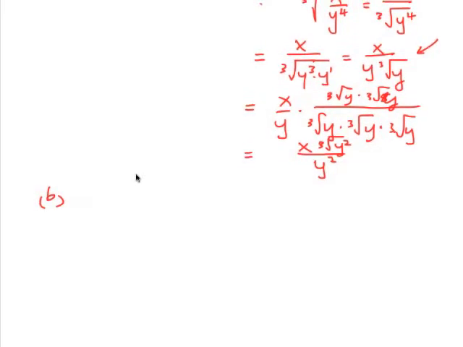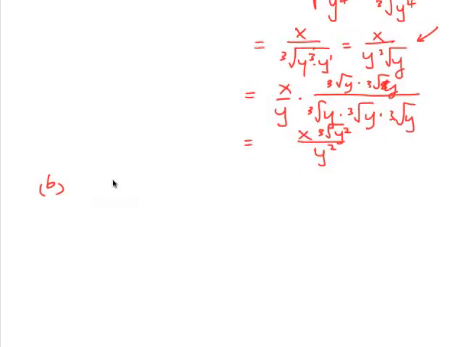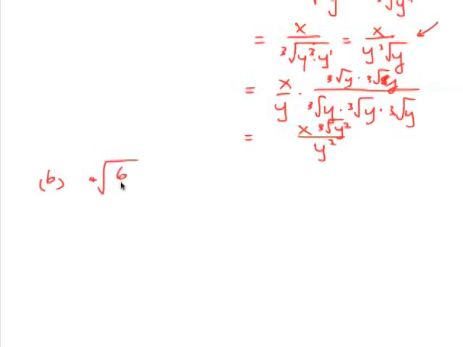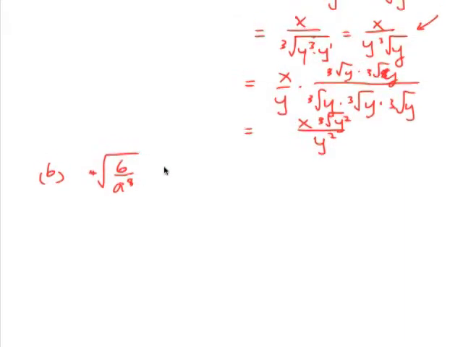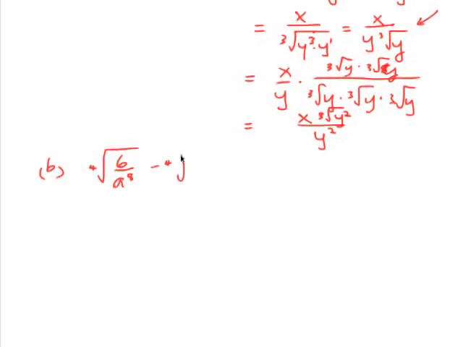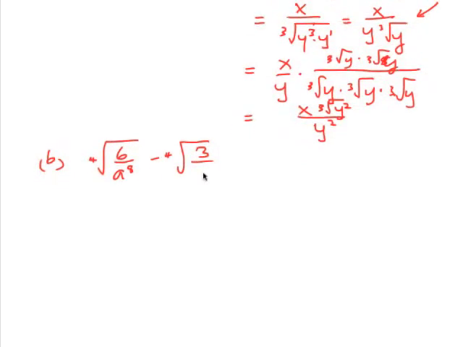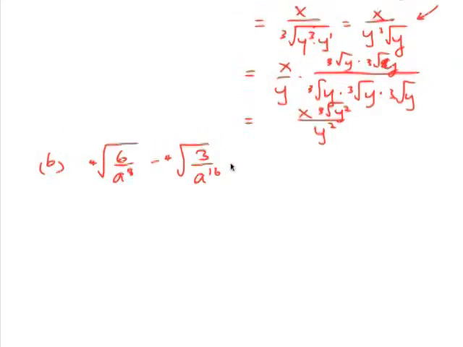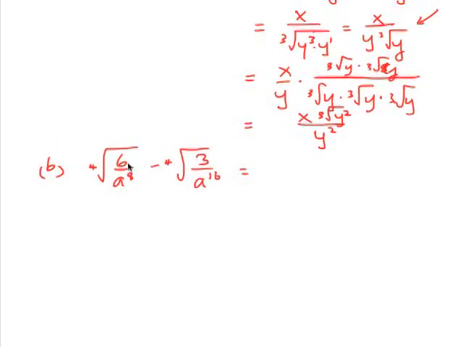Okay, part B, let's suppose that we have the fourth root of 6 over a to the 8 minus the fourth root of 3 over a to the 16. Alright, now what we have here, of course, is we need to see if we can simplify this. So to do that, we apply our radical rule for quotients here.